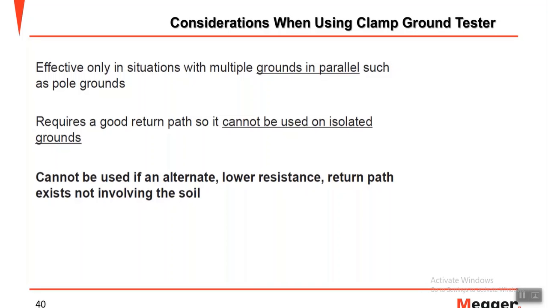Considerations when using a clamp ground tester: it is effective only in situations with multiple grounds in parallel, such as pole grounds; it requires a good return path, so it cannot be used on an isolated ground; and it cannot be used if an alternate lower resistance return path exists that does not go through the soil. What does this explanation mean?